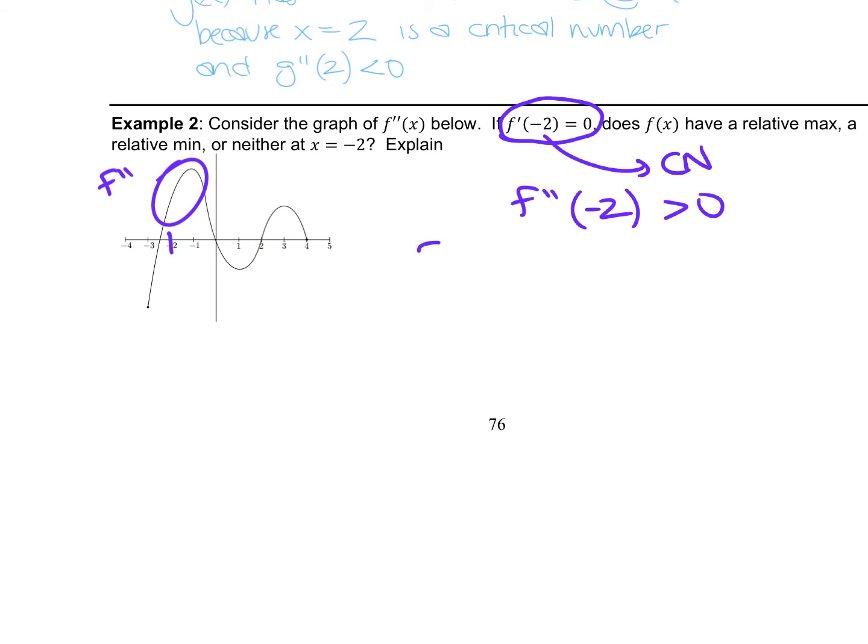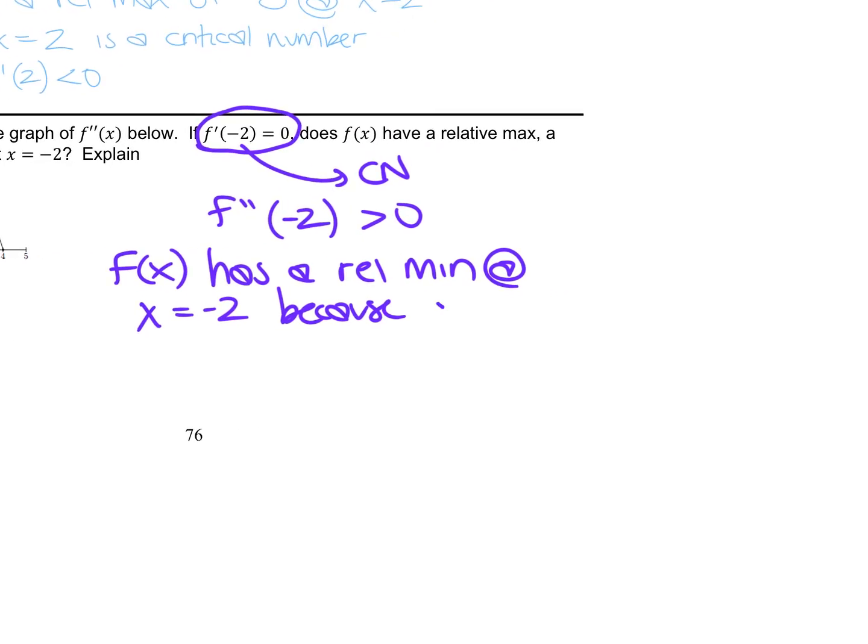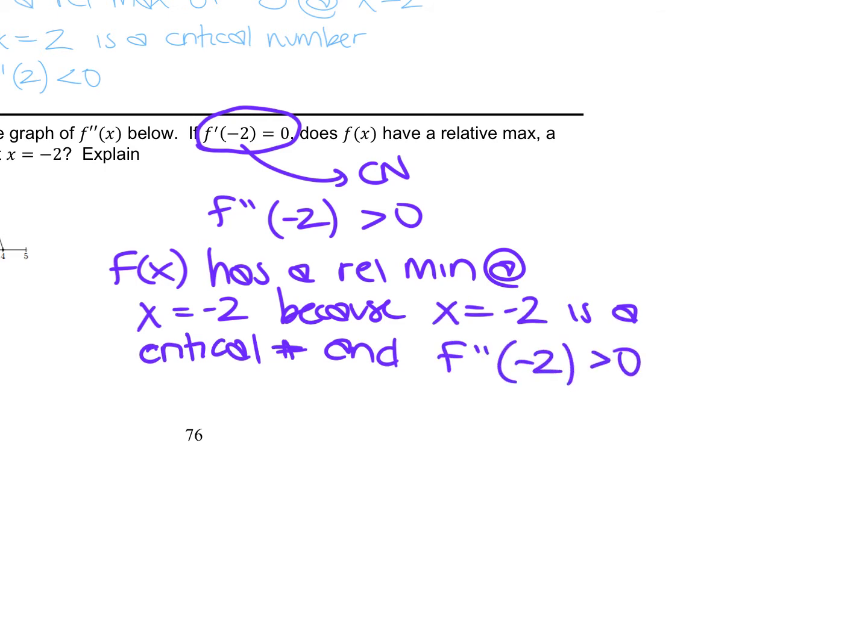Okay, so we would say f of x has a relative min at x equals negative 2 because of two conditions. First, x equals negative 2 is a critical number, so you have to put that part. I should probably check on the wording of it. You may have to say because f prime of negative 2 equals 0, but that's kind of stated here. And f double prime of negative 2 is greater than 0.